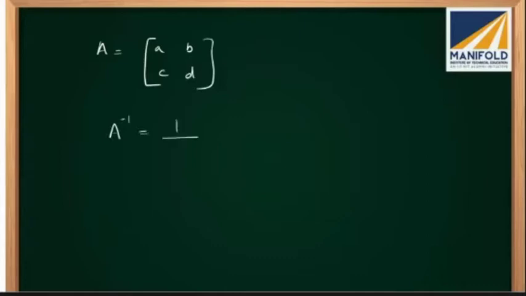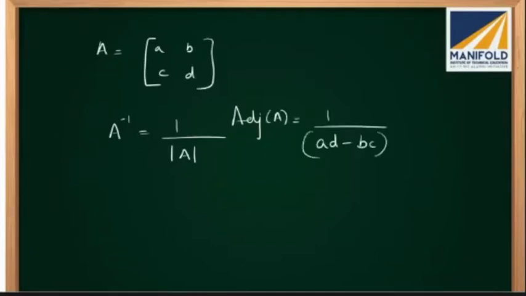First, I need to take 1 by determinant of A into adjoint of A, right? Now, what is determinant of A? It will be nothing but AD minus BC, correct? Now, I need to take the transpose of the cofactor matrix. So, first the cofactor matrix. What will be the cofactor matrix? Cofactor of A: I'll take first row, first column. If I take the first element, this row and column are gone. What is left out is D.